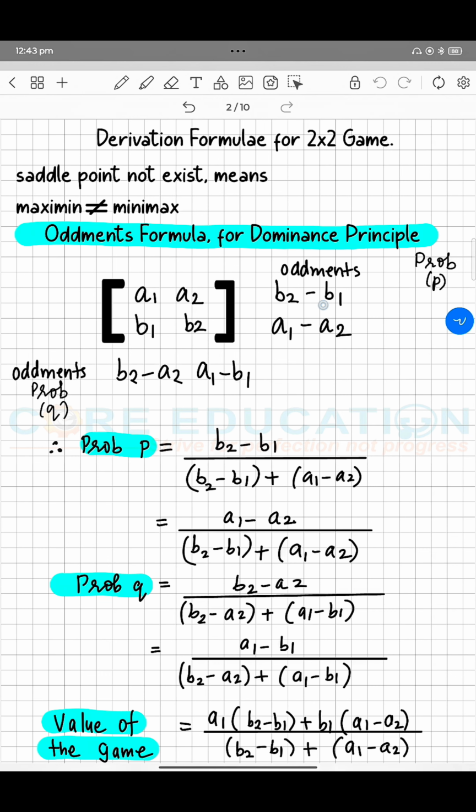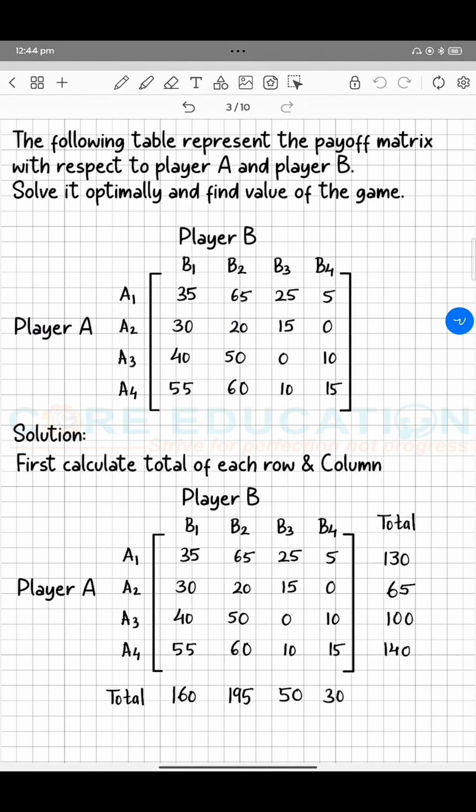So the probability will simply be B2 minus B1 divided by its total, and A1 minus A2 divided by its total. Similarly here, B2 minus A2 divided by the total, and A1 minus B1 divided by the total. In a similar way, we find the value of the game. So let's come to the example. The following table represents the payoff matrix. Solve it optimally and find the value of the game.